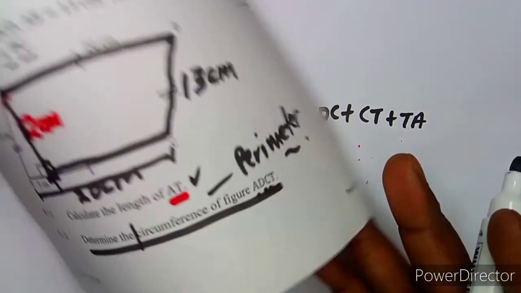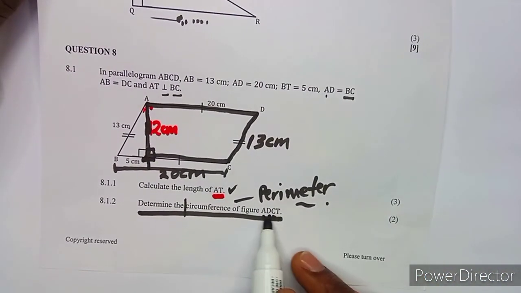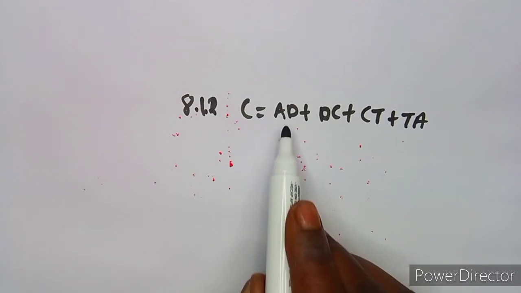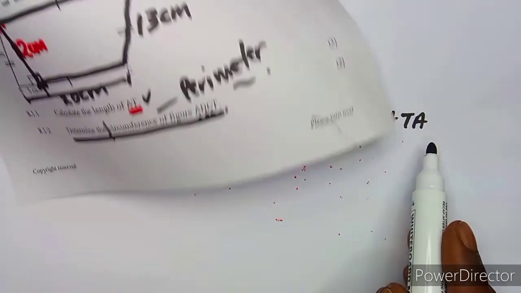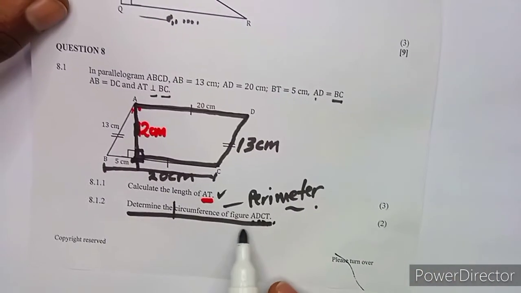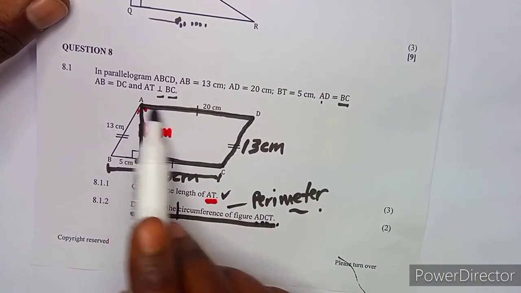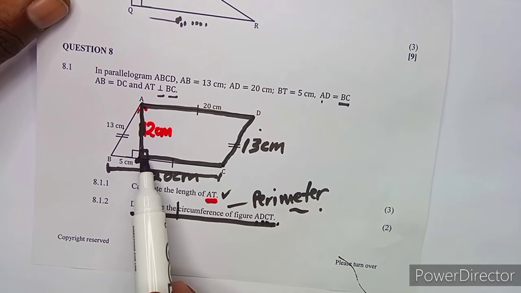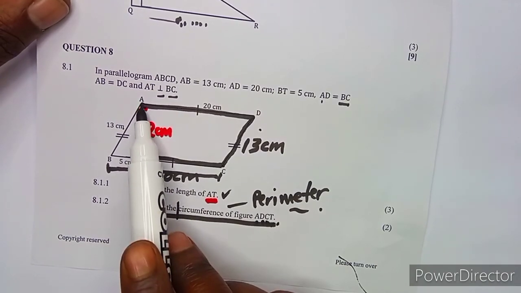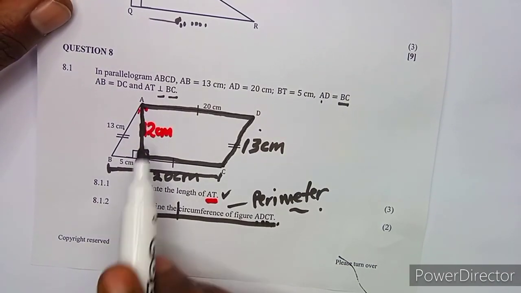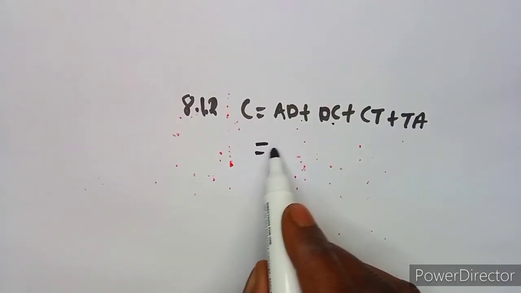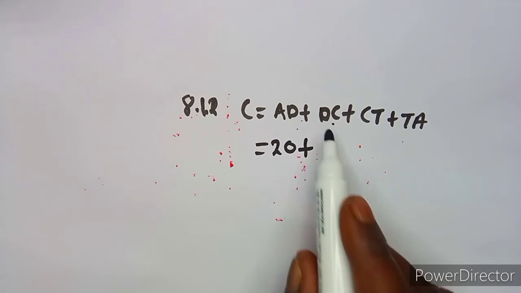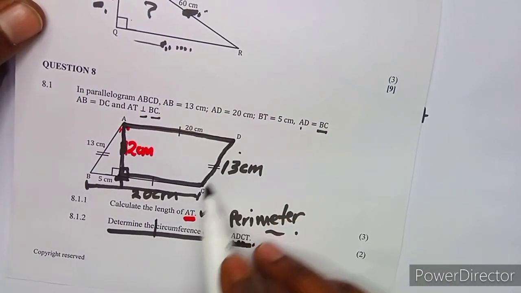We have completed the quadrilateral ADCT. So it must be AD, DC, CT, and up to TA, because we need A, D, C, and T like that. So it must go back to A, where it started from. All right, so which means you're going to add AD, which is 20, plus DC. DC is given as 13.